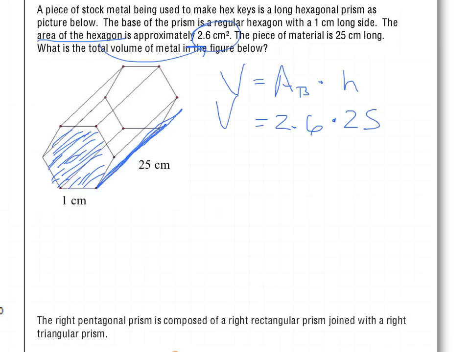So our volume is equal to the area of that base. In this case, it's given to us. We didn't actually have to calculate it. 2.6 times 25. Go ahead and throw that into your calculator, and you should get that our volume here is equal to 65 cubic centimeters.